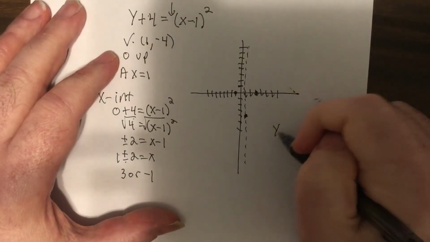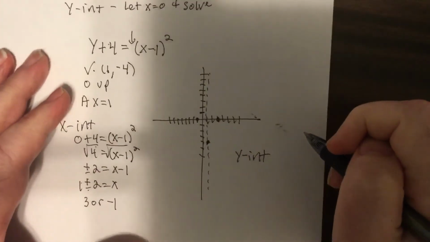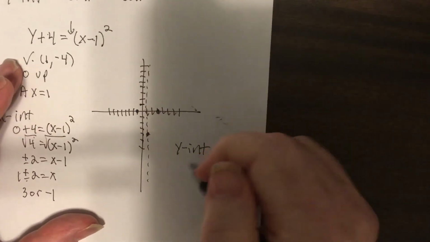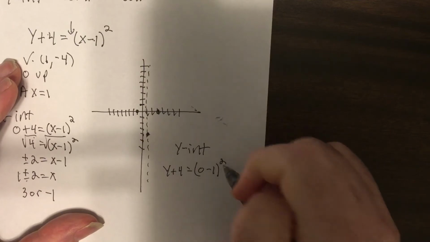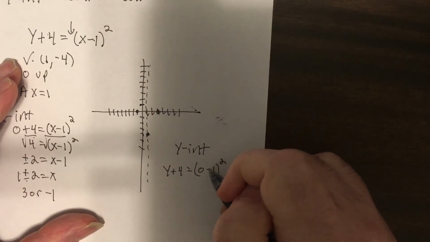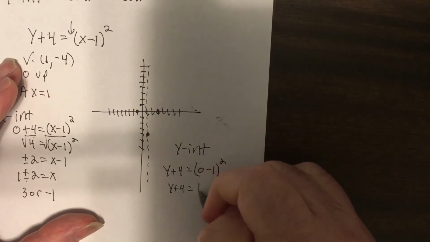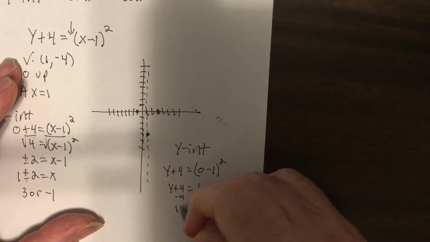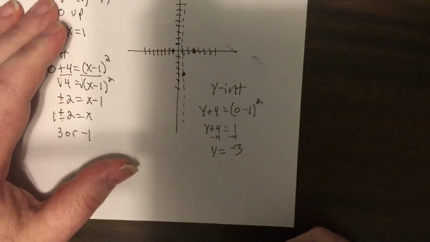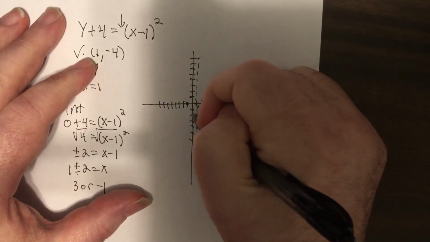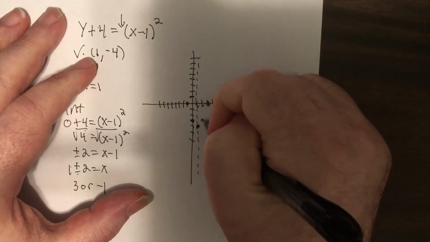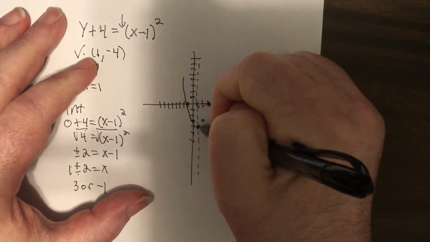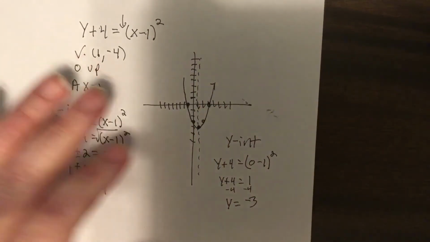Then we do the y-intercept. And the y-intercept, we let x equal 0, so y plus 4 equals 0 minus 1 squared. 0 minus 1 is negative 1. Squared is 1, so y plus 4 equals 1. So subtract 4, y equals negative 3. So I'm going to put a dot at negative 3. But if there's a point 1 unit to the left, there has to be a point 1 unit to the right. I got my 5 points, so connect the dots with the curving motion. There it be.